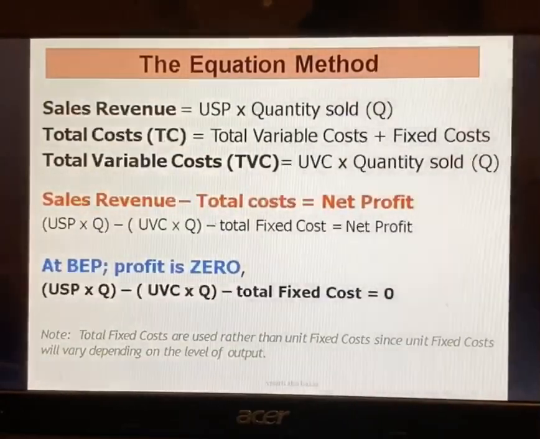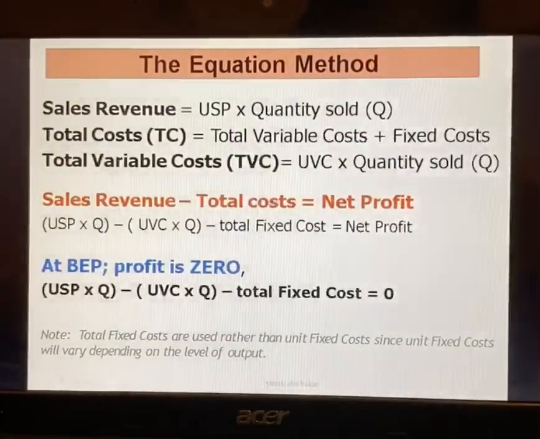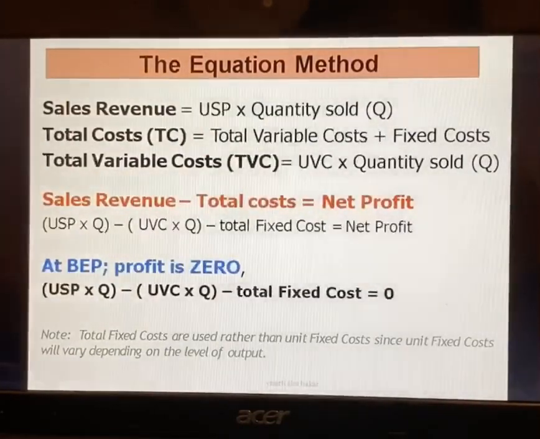As we know, at the break-even point, the profit is 0. Therefore, the sales revenue, that is the unit selling price times the quantity, minus the total variable cost, that is the unit variable cost times the quantity, and minus the total fixed cost is equal to 0. So with this equation, it is at the break-even point.